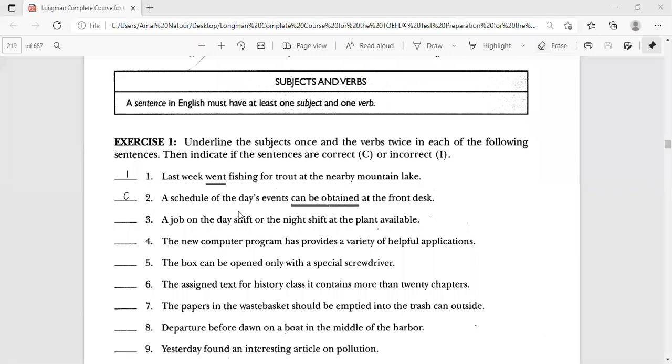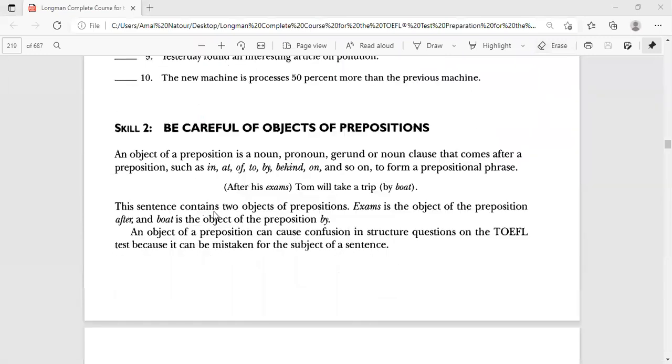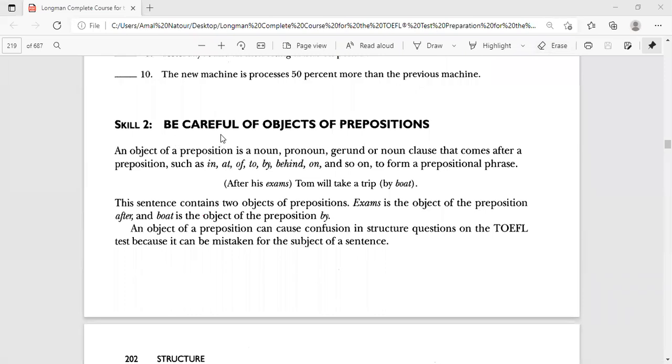Now we're going to start with skill 2. The title of skill 2 says: be careful of objects of the prepositions. يعني انتبه من الاسم المجرور بحرف الجر. What are the prepositions that I'm talking about? I'm talking about these prepositions: in, at, of, to, by, behind, on. These are called the prepositions. هذول حرف الجر. What comes after these prepositions is called the object of the preposition. ما يأتي وراء هذه الحرف الجر يسمى الاسم المجرور بحرف الجر.